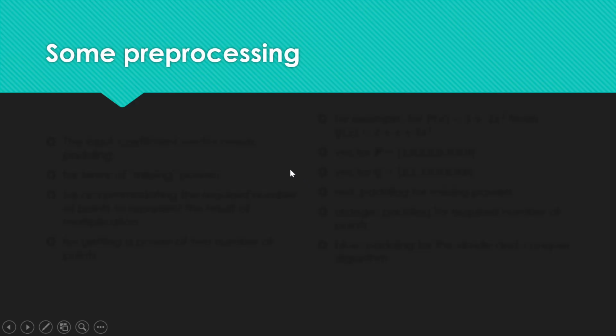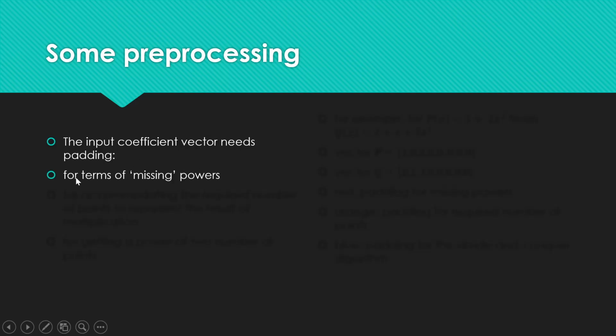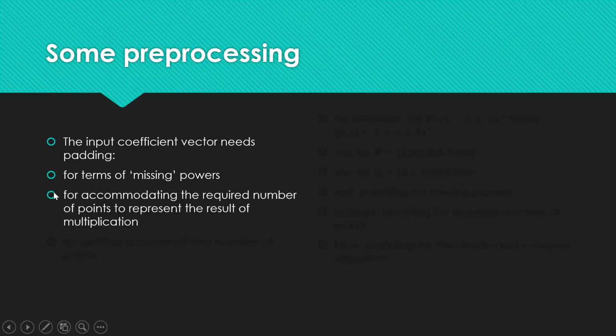We still need to do some processing for our polynomial inputs in coefficient vector form. The input coefficient vector needs some padding. It needs some padding for the missing powers. It needs some padding for accommodating the required number of points to represent the result of multiplication, and for getting a power of 2 number of points. And I will explain why.